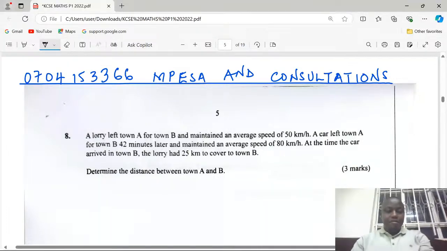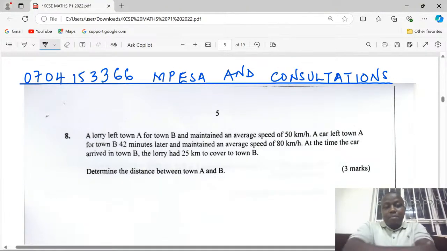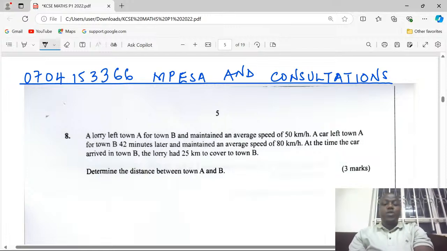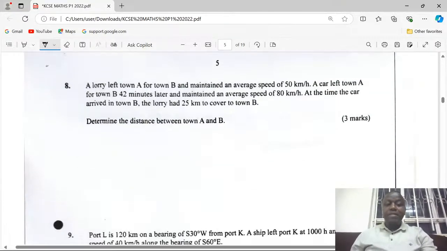A lorry left town A for town B and maintained an average speed of 50 kilometers per hour. A car left town A for town B, that means they are going in the same direction, 42 minutes later and maintained an average speed of 80 kilometers per hour. At the time the car arrived in town B, the lorry had 25 kilometers to cover to town B. The question says, determine the distance between town A and B.